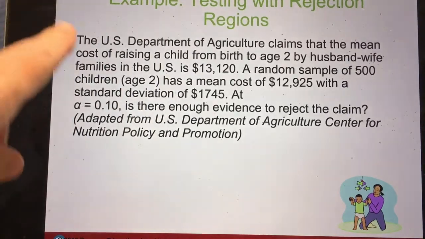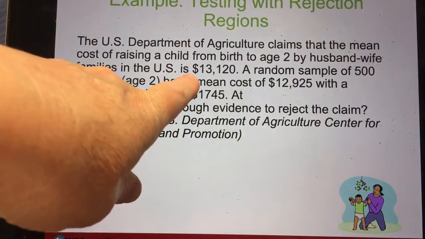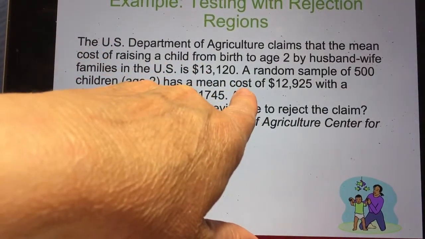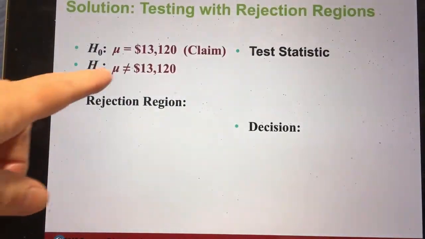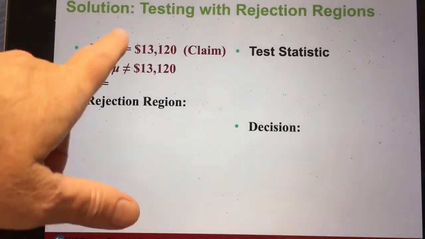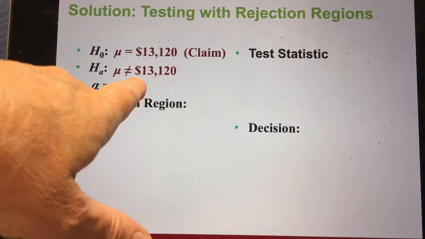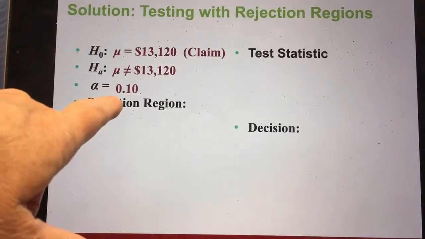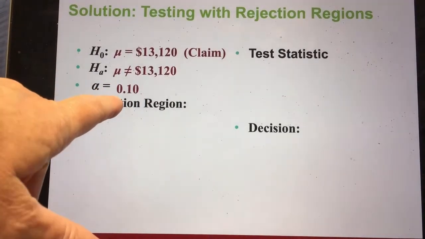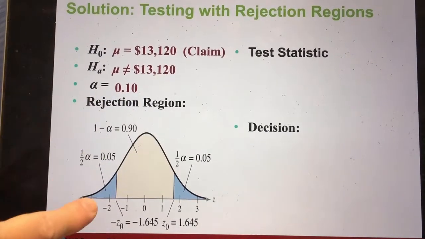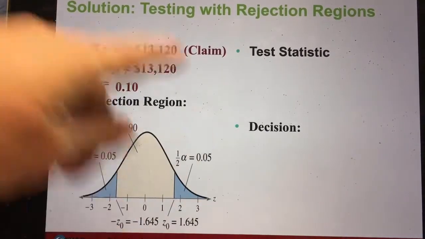Okay, so the claim is equal to. So we're going to have to do a two-tailed test here. H sub O is equal to, but H sub A is not equal to, which means we have two tails. Our alpha is 0.10, which means we're going to have 0.05 in each rejection region. So we get 0.05 here, 0.05 here.